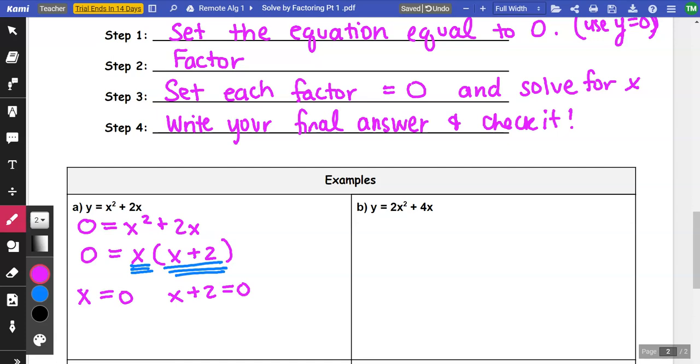Well, in x equals 0, x is already isolated, so we know that's one of our answers. We're done with that. In the second equation, x plus 2 equals 0, we need to solve for x. So I'm going to subtract 2 from both sides. And I get x is equal to 2 minus 2 cancels, and then 0 minus 2 is negative 2. So I have two solutions. I have two x values, or two x-intercepts. And they are x is equal to 0 and negative 2.